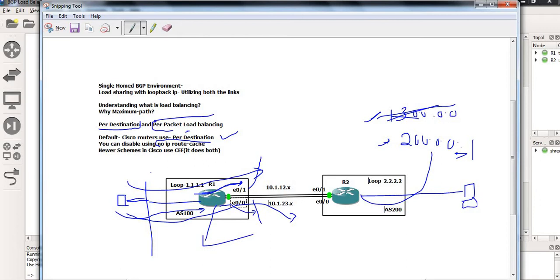All the new routers are coming with a new switching scheme called CEF, or Cisco Express Forwarding, and mostly the new IOS after 11.x uses CEF by default. CEF has the capability to do both per packet and per destination load balancing. Let's read some notes from the Cisco website directly.